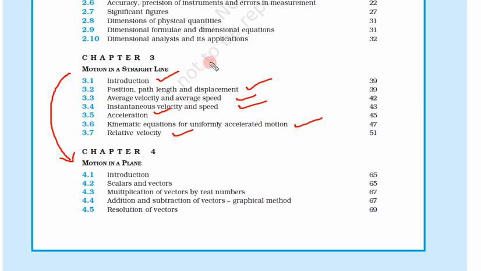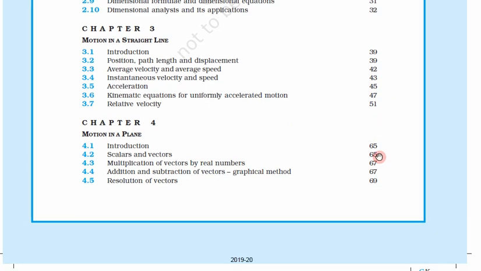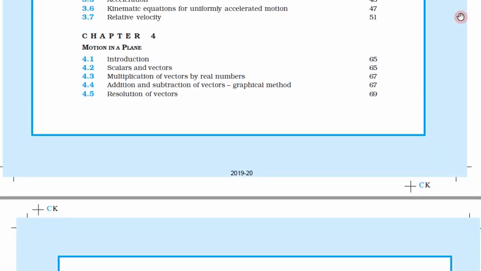After that the same concept is extended. Previously you only learned about motion in a straight line, but now you are going to learn motion in a plane. This is much more difficult, because now things are in two dimensions. Previously it was only one line, that means one dimension. Now there is a plane, so things are in two dimensions and will be much more difficult. Motion in a plane. So what is called motion in a plane?